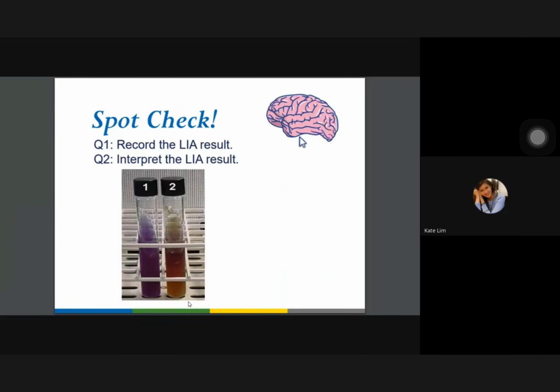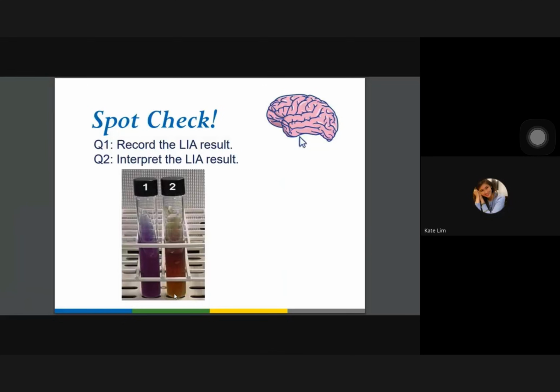How about for the LIA? The LIA, just like your TSI, has a slant and a butt. What are the things that we need to remember for LIA? For TSI, we need to observe for the acidity, which would mean that there's fermentation going on. For the LIA, we need to check for the alkalinity. For the slant, we need to check for the presence of lysine deaminase. For the butt, that would be lysine decarboxylase.